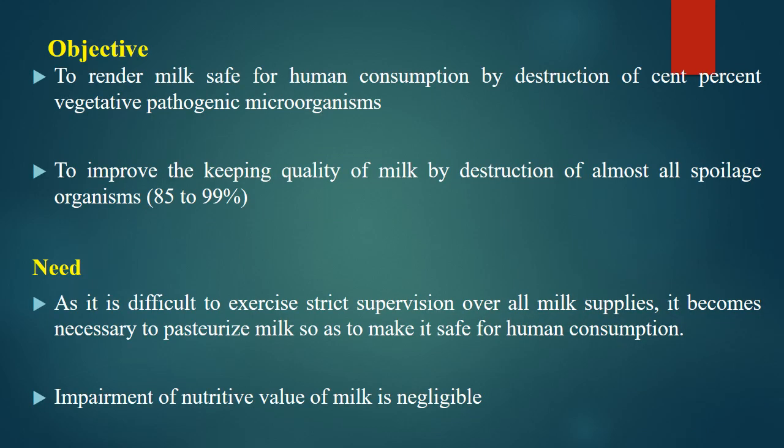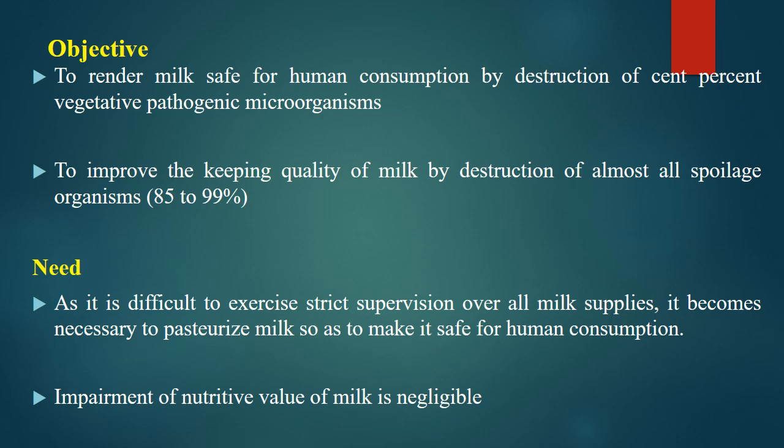Now let us understand the objective of pasteurization. Firstly, to render milk safe for human consumption by destruction of 100% of vegetative pathogenic microorganisms. In this process, all the pathogens are totally destroyed. Secondly, to improve the keeping quality of milk by destruction of almost all spoilage organisms, that could be up to 99%. So the second objective is to improve the shelf life, that is, to preserve the milk and prevent spoilage by destroying most of the spoilage organisms.